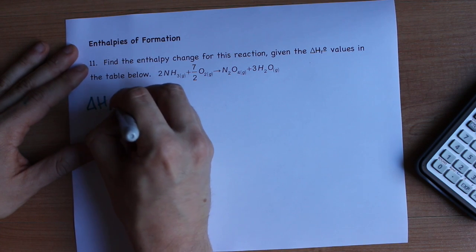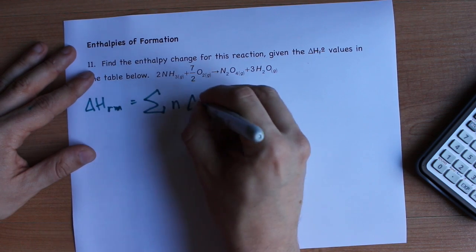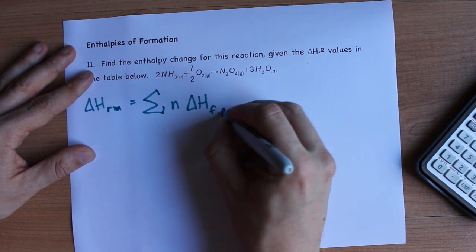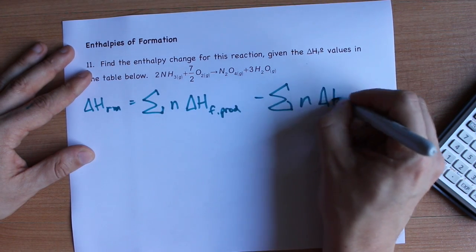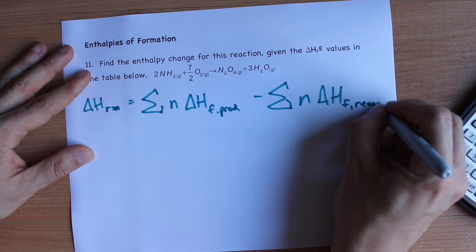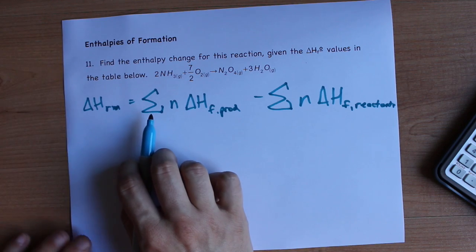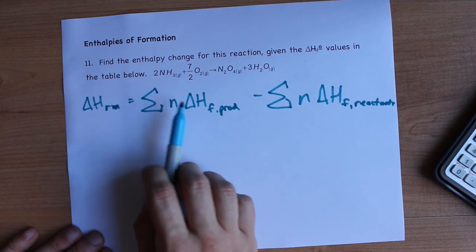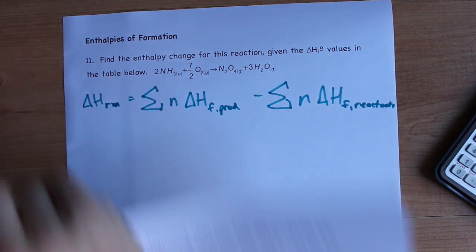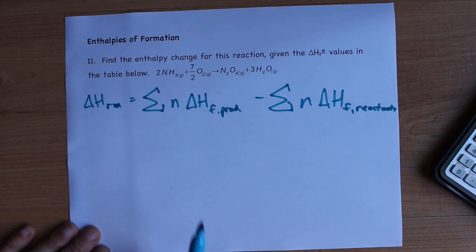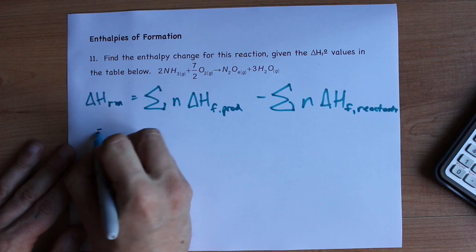The delta H for the reaction is going to be the sum of all the delta HFs for the products minus the sum of all the delta HFs for the reactants. These sigma symbols mean add them all up together, and the N's here imply that we need to multiply each of the delta HF constants that, by the way, we're going to look up in a table, by the number of moles of each that we have. This is going to be super easy and you're going to love it.